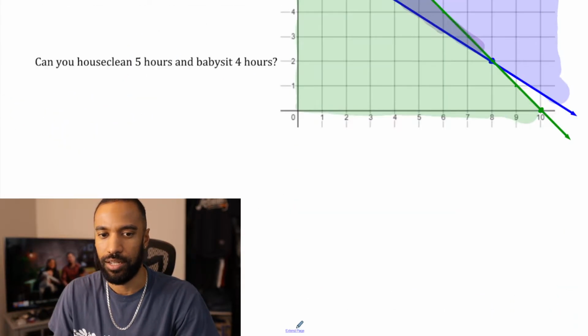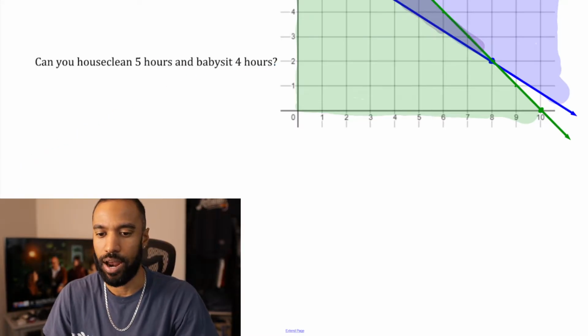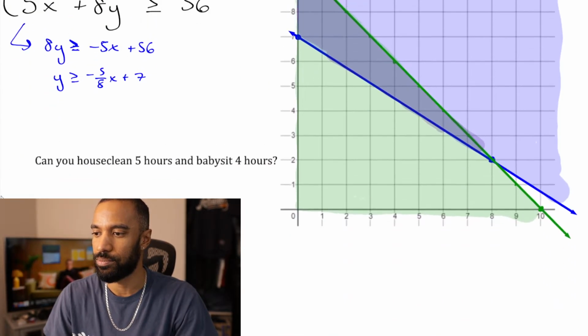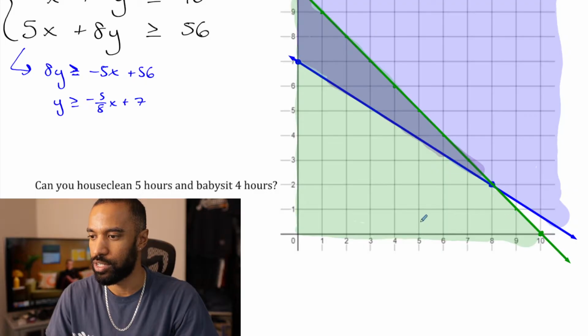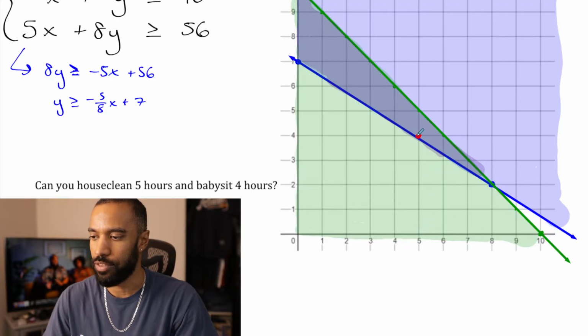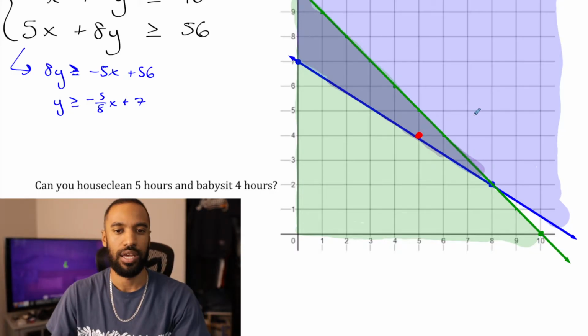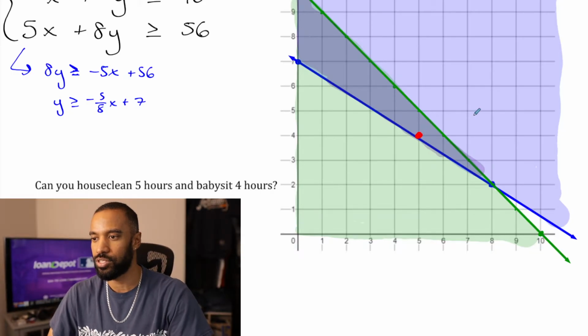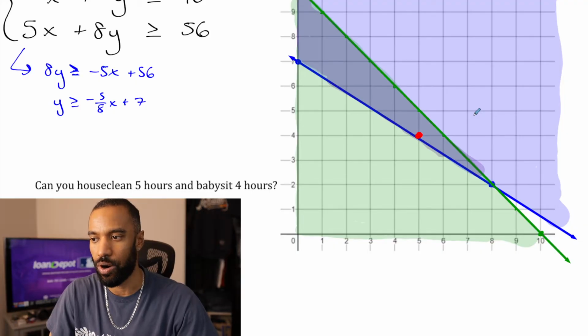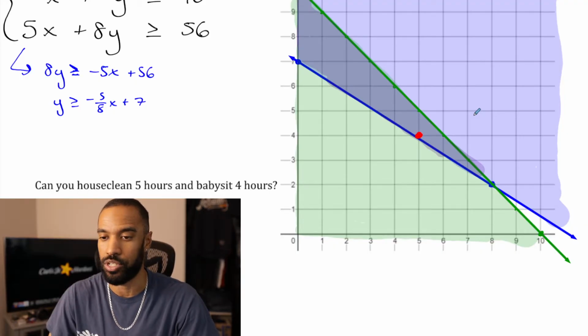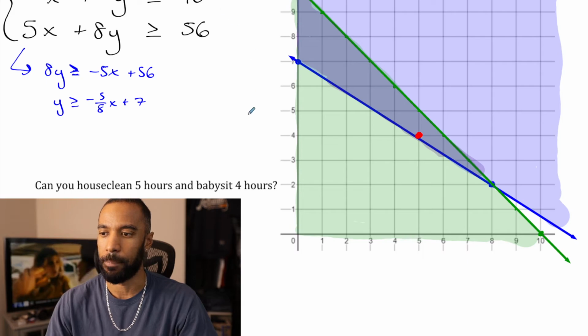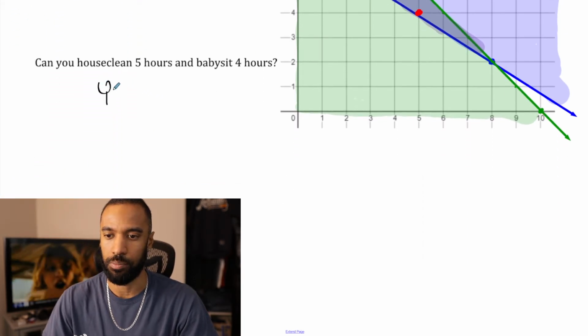Can you house clean 5 hours and babysit 4 hours? House cleaning is X. Can I house clean 5 hours and babysit 4 hours? As long as everything's drawn to scale, and that makes it pretty close, right? Pushing it pretty close as far as, is your drawing accurate enough for this? But as long as it's within the shaded region or on a solid line, and it's actually in the shaded region, the answer is yes, you can. If it was outside of it, the answer would be no.